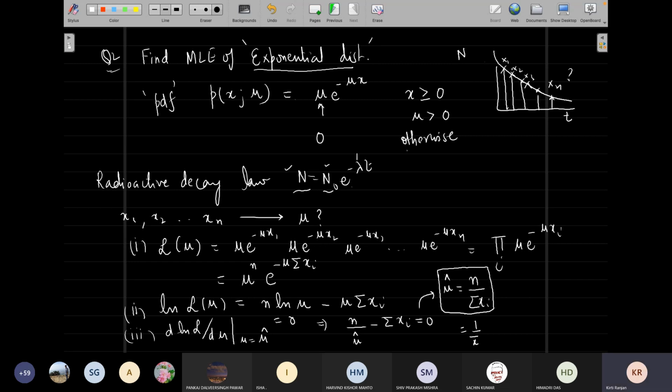Okay, so that's what I wanted to show. I mean, you can take d square L over d mu square also. What will be the result of that? Is it a maxima or a minima?